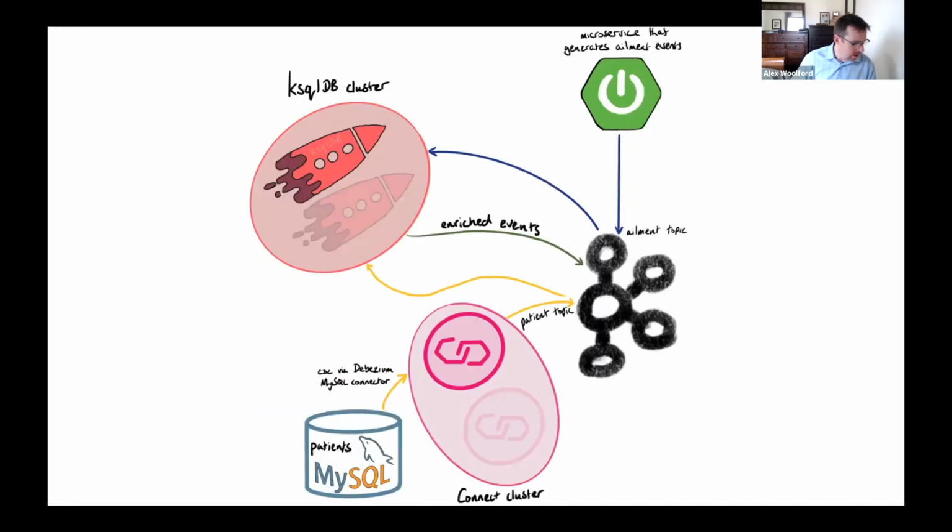This is the overall topology of what's happening. We have a MySQL database. We've got Debezium capturing the changes. We're writing those into a patient topic. We have a Spring microservice that is running, with ailments going into another topic called ailments. Then we're combining these things together using ksqlDB. Let me show you how that works.